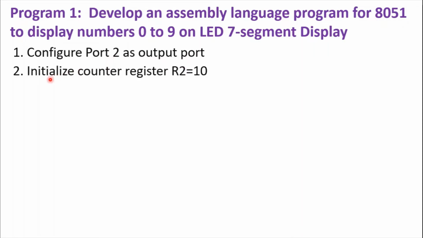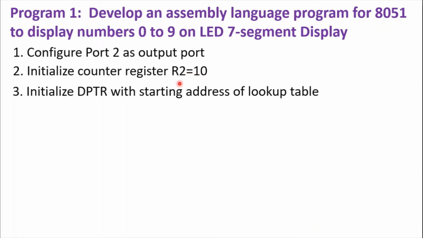The next step is to initialize counter register R2 with 10. How many numbers are to be displayed? 10 different numbers ranging from 0 to 9 are to be displayed on the LED 7 segment display. So I have initially taken one counter. The R2 register is used as a counter register and it is initialized with value 10. Once you display one digit, the counter will be decremented by 1 and this whole process will go on until the counter becomes 0. If the counter is 0, it means that all digits are displayed.